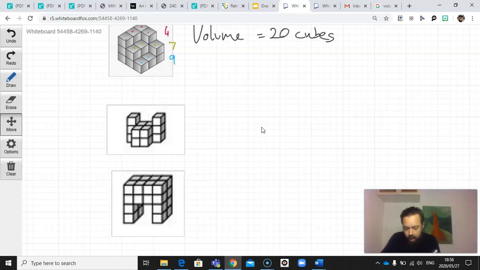Okay, looking at this one. Well, this one's the same on the bottom 2 layers, and then the top layer is a little bit different. So let's first of all look at the top layer. Well, that's got 2 on the top layer. The middle layer has those same 2, and then another 1, 2, 3, 4. So the middle layer has got 6, and the bottom layer is the same, so we'll also have 6. If we add those 3 together, 2 plus 6 is 8, plus 6 is 14, so the volume is equal to 14 cubes.